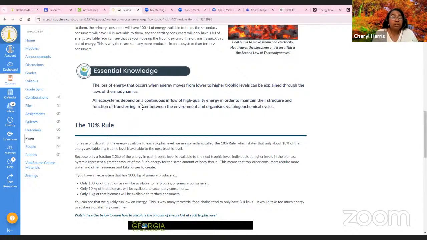All ecosystems depend on a continuous flow of high quality energy in order to maintain their structure and function of transferring matter between the environment and an organism via biogeochemical cycles. The biogeochemical cycles are the ones that we talked about last week: carbon cycles, phosphorus cycles, oxygen cycles, water cycles, nitrogen cycles. Those are the cycles they're referring to as biogeochemical cycles.